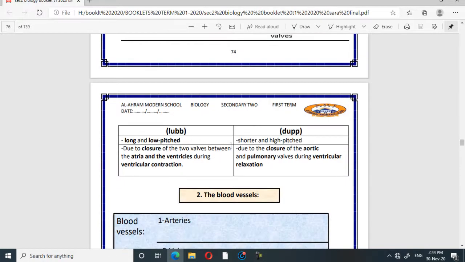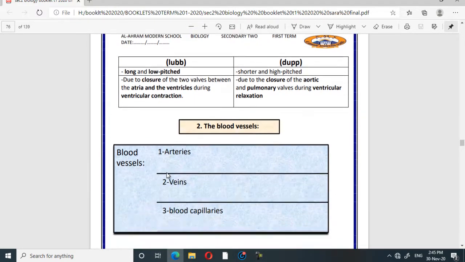As we see here, in a comparison between dub and lub, dub is shorter and high pitched due to the closure of the aortic and pulmonary valves during ventricular relaxation, while lub is long and low pitched due to the closure of the two valves between atrium and ventricle during ventricle contraction.